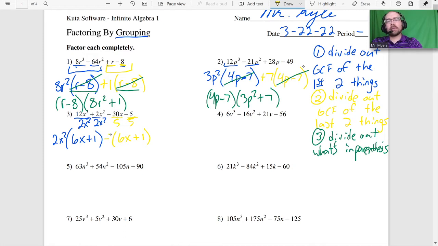Oh, forgot to put the number. Negative 5. Taking out a negative 5, so I'm dividing by negative 5. All right. And then 6x plus 1, 6x plus 1. I got the same thing in parentheses. So I'm on the last step now. Take that out, and I have left over 2x squared minus 5. And there we go. That's the answer.